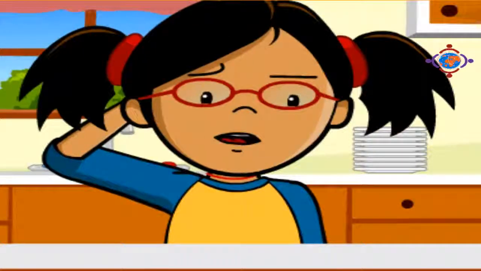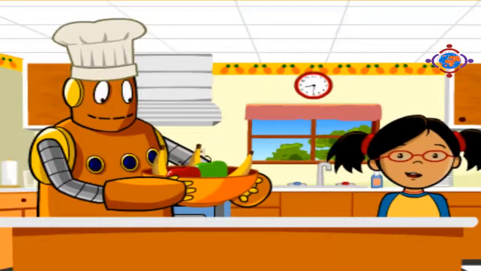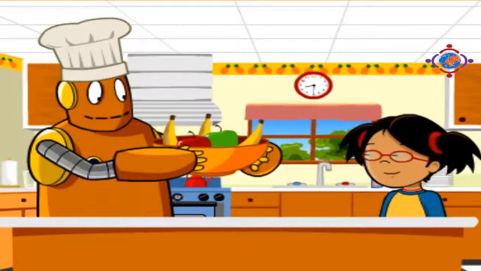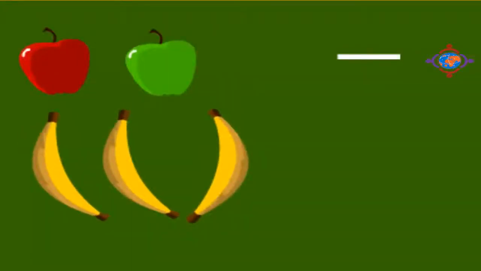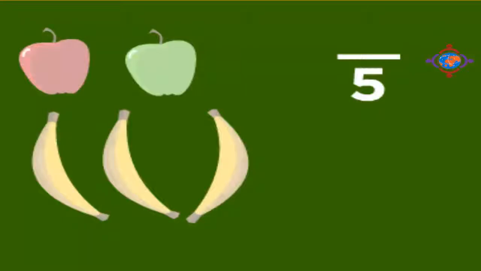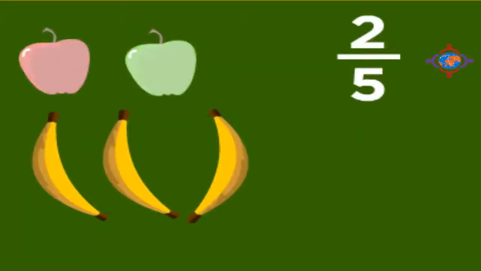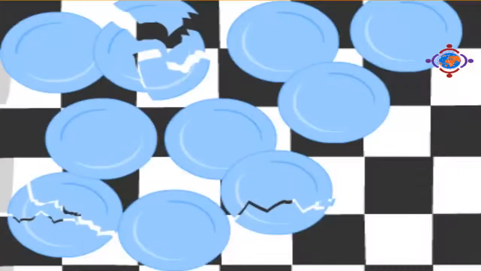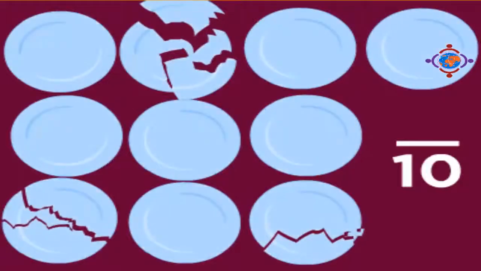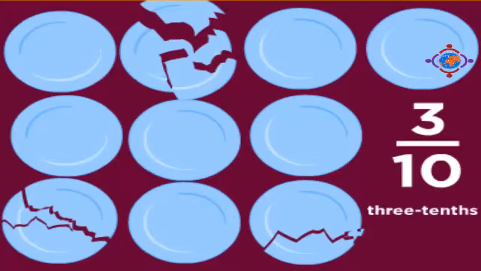How can you show fractions of a set? You can use fractions to show parts of a group. Let's see. What fraction of the fruit are apples? There are 5 pieces of fruit, and 2 of them are apples. So 2/5 of the fruit are apples. Uh-oh. What fraction of the plates is broken? There are 10 plates, and 3 of them are broken. So 3/10 of the plates are broken.